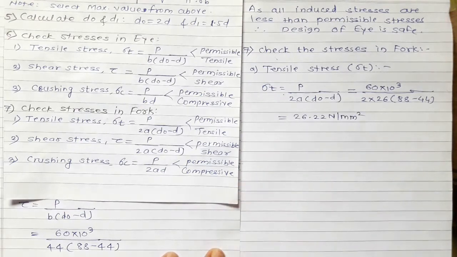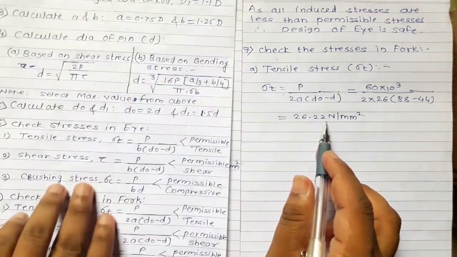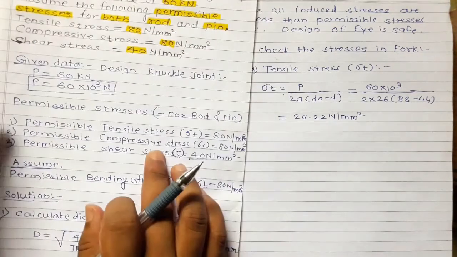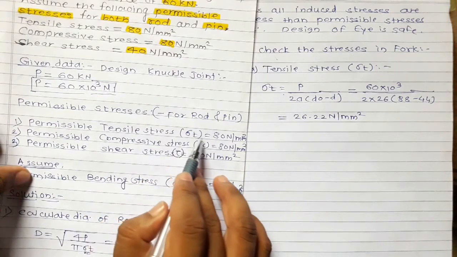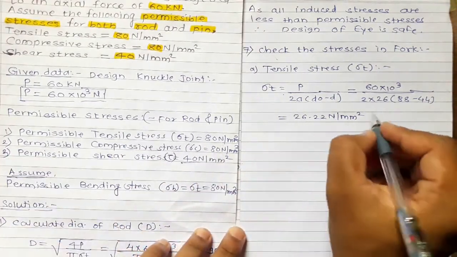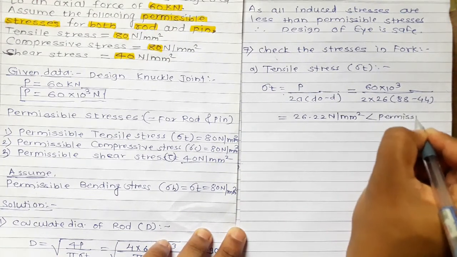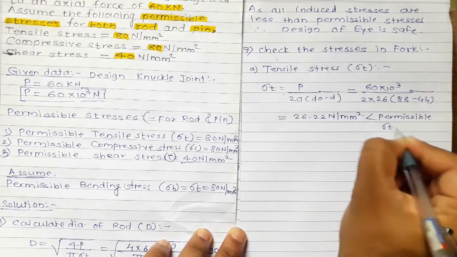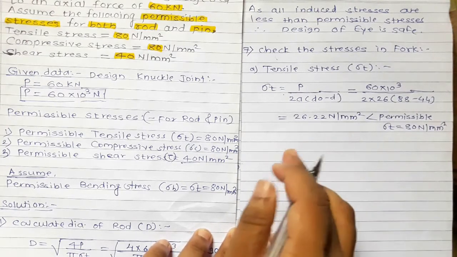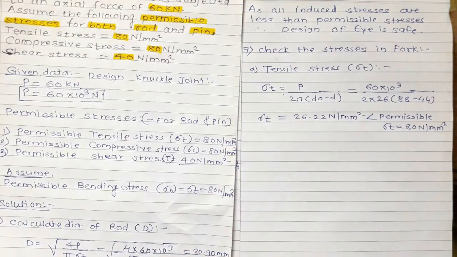We have to compare this value of induced tensile stress with the permissible tensile stress, and from the given data we can refer the permissible tensile stress sigma t is equal to 80 Newton per mm square. So therefore induced stress is less than permissible tensile stress, and therefore we can say that this design of fork under tensile stress is safe.